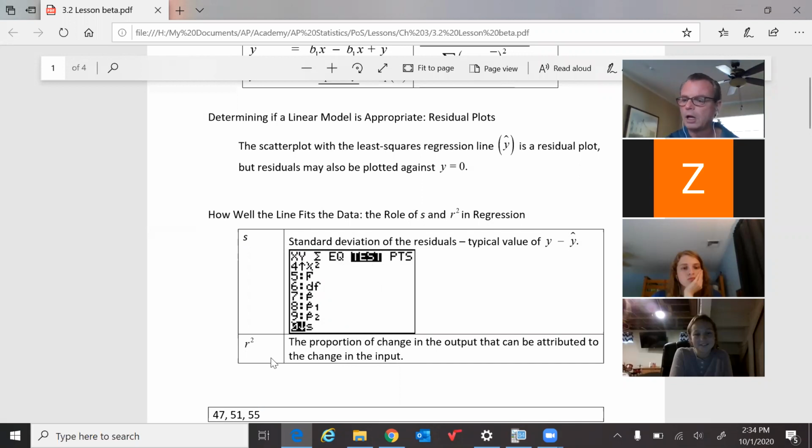Now, R squared, we showed you that yesterday. When you have the diagnostic turned on, the calculator will spit out R squared, which is literally just the R value multiplied by itself. But it is important that you know the definition of R squared, or the meaning in terms of the significance of statistics. It is the proportion of change in the output, the response variable, that can be attributed to the change in the input, which is the explanatory variable. This is not negotiable. You need to memorize this.